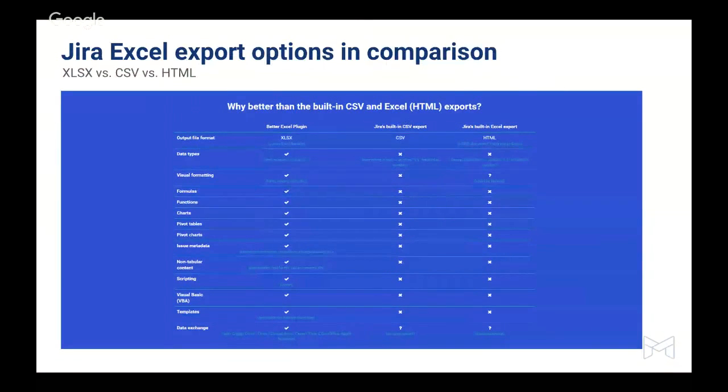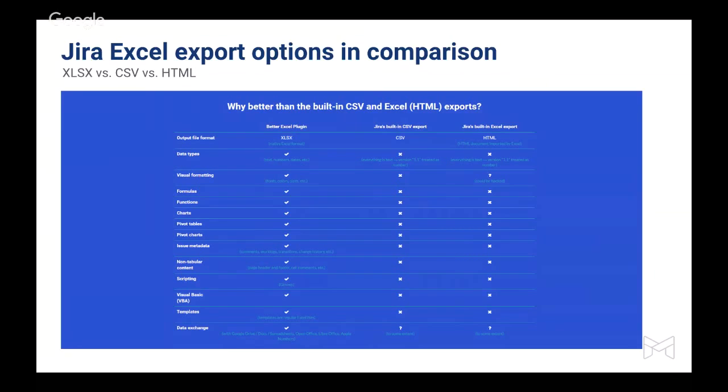Okay, so let's look at, in summary, how Better Excel compares to the built-in CSV or Excel, or should I say HTML export that Jira currently has. Better Excel plugin exports real Excel files, as I already mentioned, in the XLSX file format, not something else. And XLSX is the de facto standard file format for spreadsheets. XLSX is an open and non-proprietary format, and it's supported by all major spreadsheet tools. It handles all data types correctly by separating the value of the data from the presentation of the data.